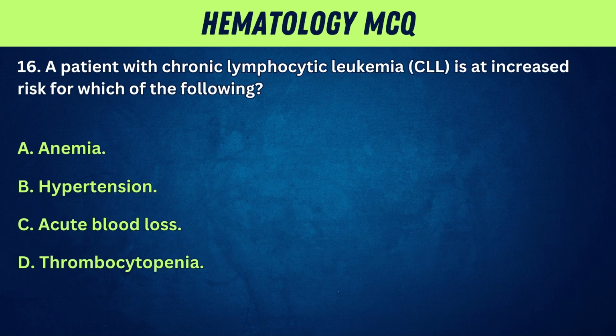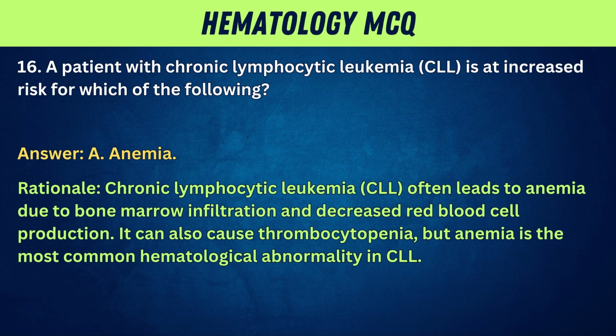16. A patient with chronic lymphocytic leukemia, CLL, is at increased risk for which of the following? A. Anemia. B. Hypertension. C. Acute blood loss. D. Thrombocytopenia. Answer. A. Anemia. Rationale.